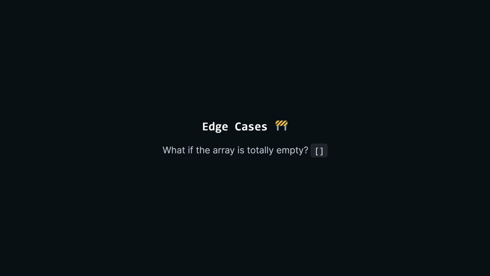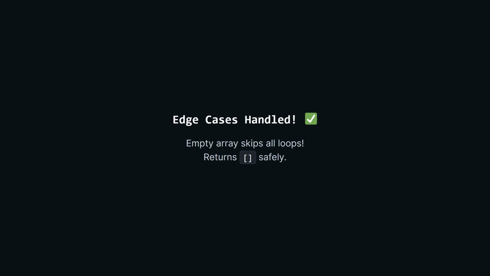Before we talk about efficiency, we always need to consider edge cases. What if the input list is completely empty? Luckily, our code handles this naturally. If the list is empty, the sorting does nothing. The loops just immediately skip, and it safely returns an empty list.